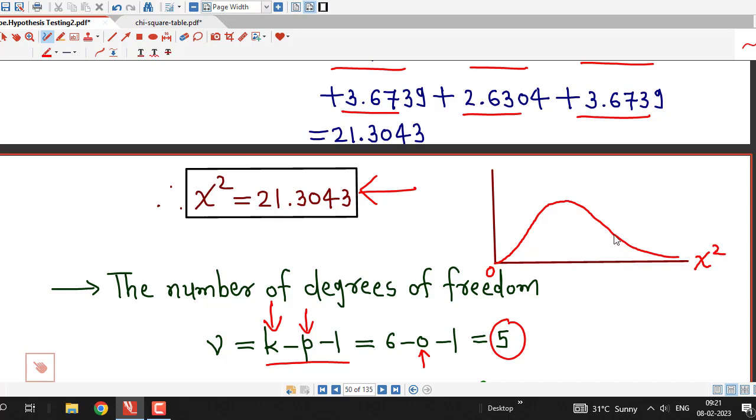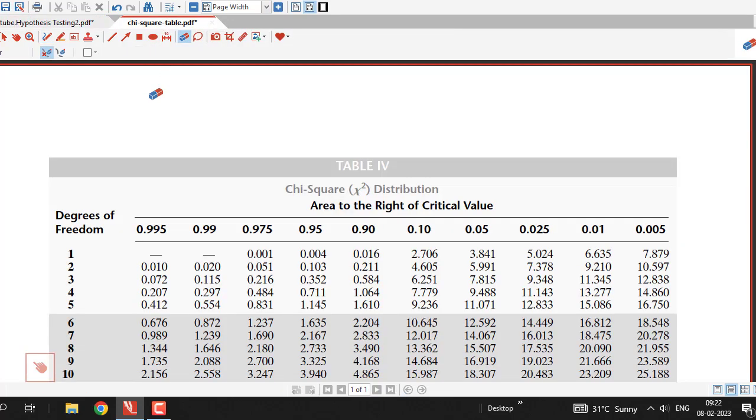We consider an area of 0.05 in the right tail, because this test is always a right-tail test, and this point is denoted by chi-square suffix 0.05 with 5 degrees of freedom. And in the chi-square table I have to search for this critical value. So I am going to this table.